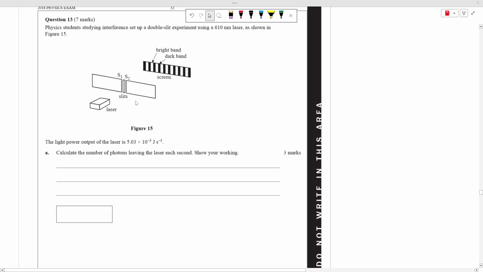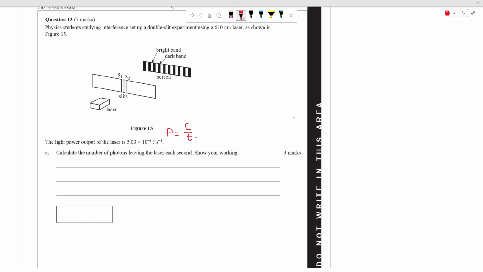Question 13. Physics students studying interference set up a double slit experiment using a 610 nanometer laser as shown in figure 15. Alright, the light power output of the laser is this number. Calculate the number of photons leaving the laser each second. Show your working. Okay, so power, just remember, is energy over time.